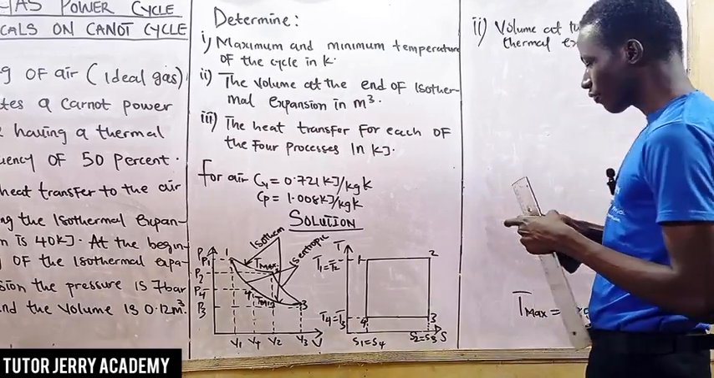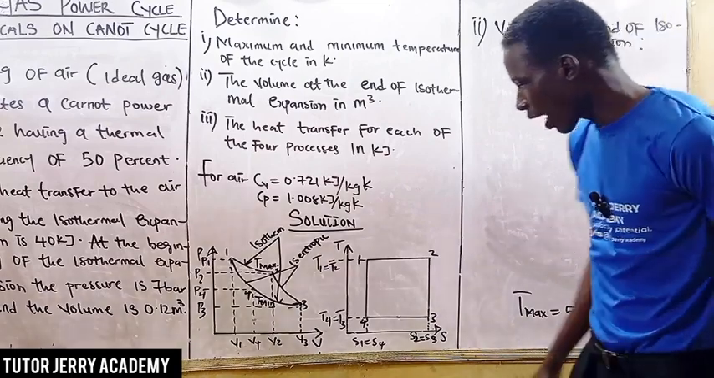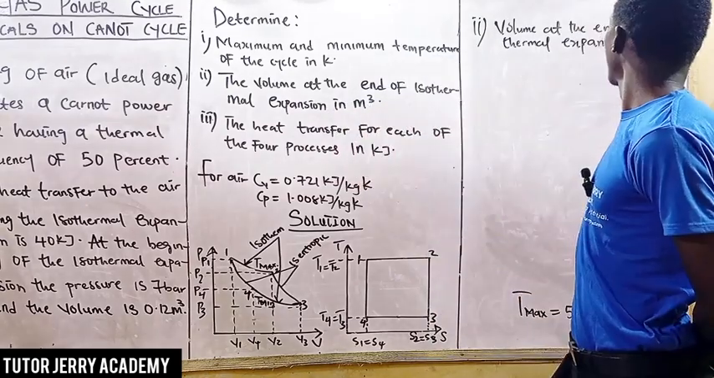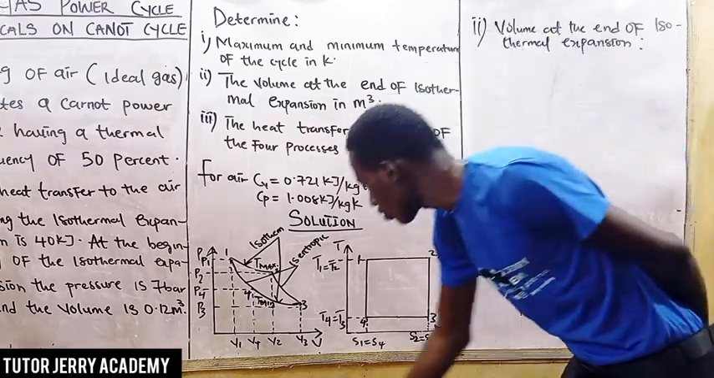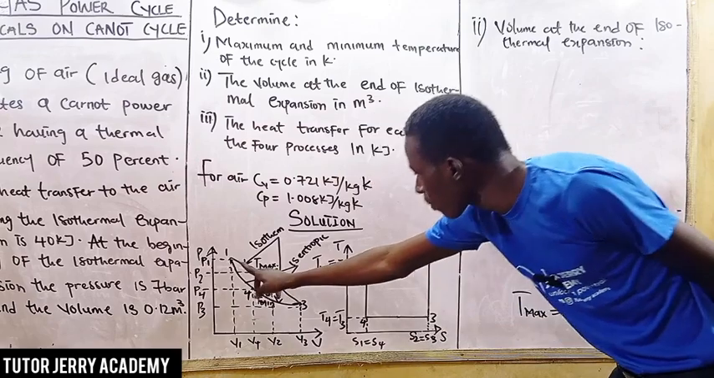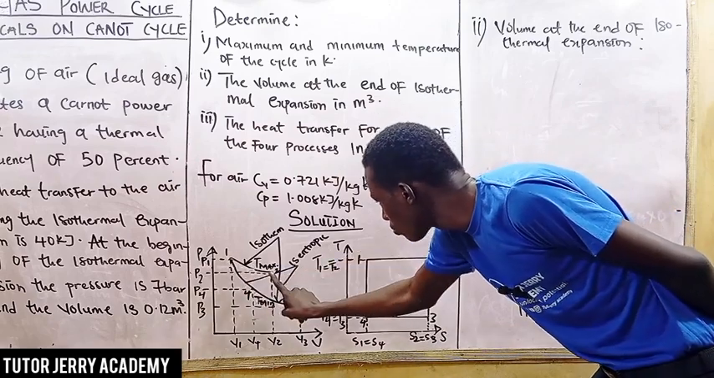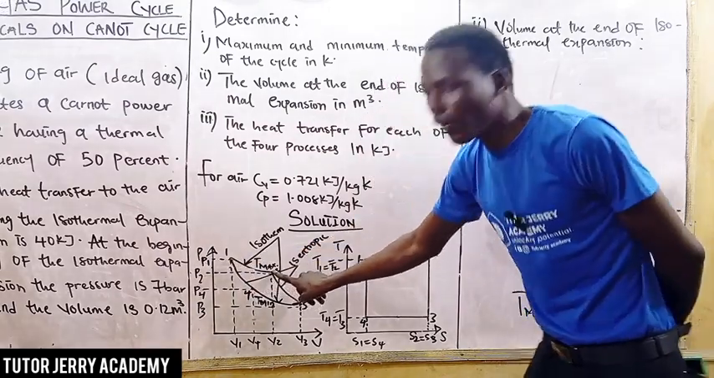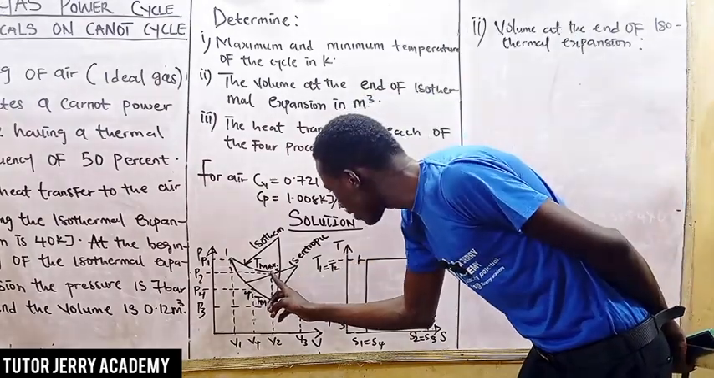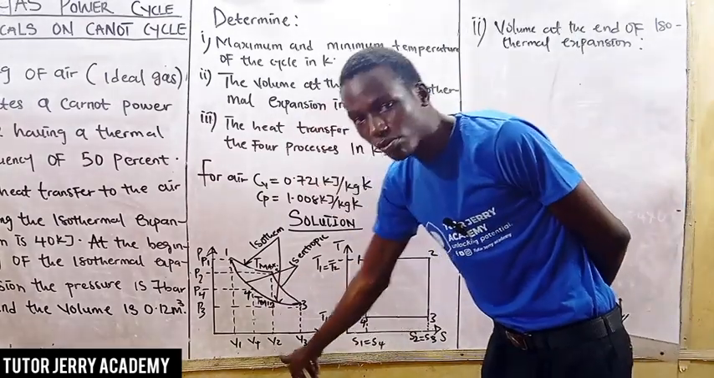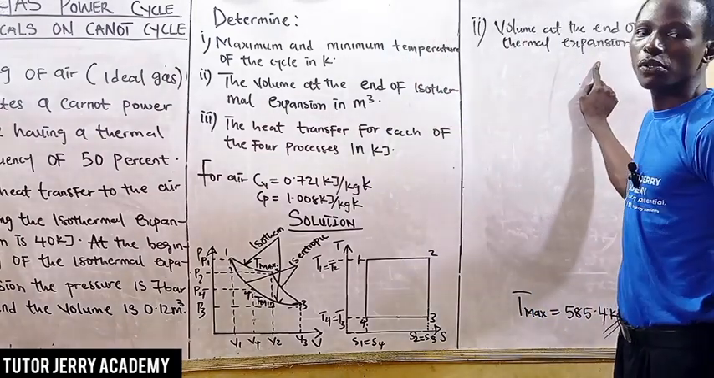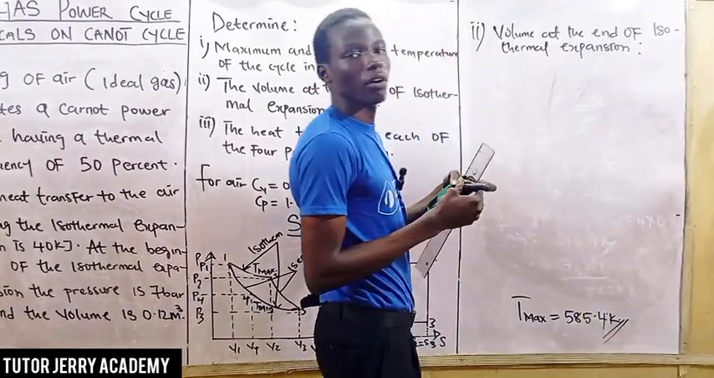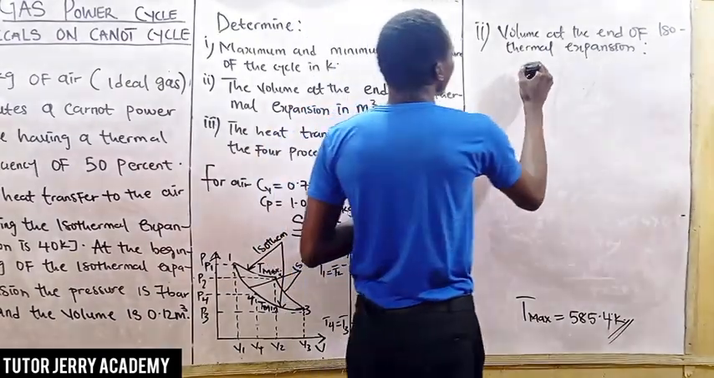Now, from here, of course, you will agree with me that our volume at the end of isothermal expansion is nothing but what? V2. Isothermal expansion goes from stage 1 to 2. So this is the beginning of isothermal expansion and this is the end of isothermal expansion. So the volume at the end of isothermal expansion is V2 and that is the volume we are going to be looking for here.